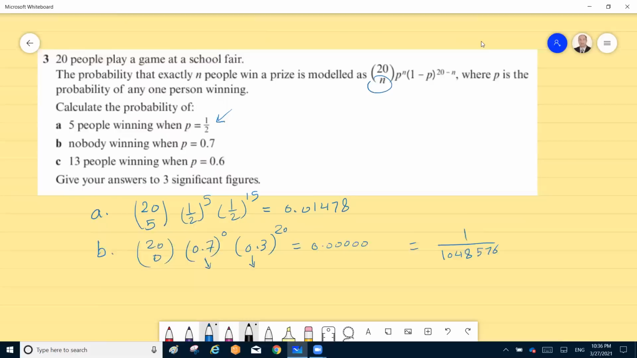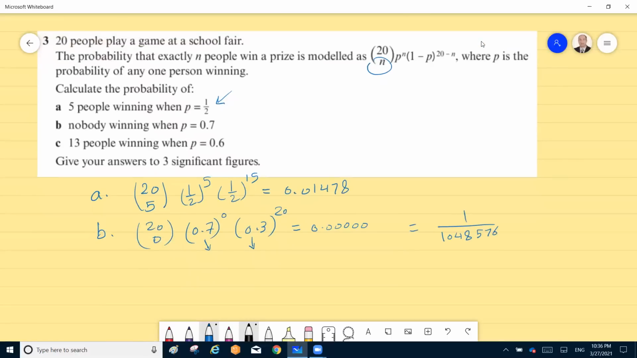Number C, 13 people winning. The same, you can do it yourself. 20C13, the p is 0.6, 0.6 to the power of 13, because you have to follow this expression or this rule. 1 minus 0.6 is 0.4 to the power of 20 minus 13, which is 7, and then you can calculate it. The answer is about 0.16588.